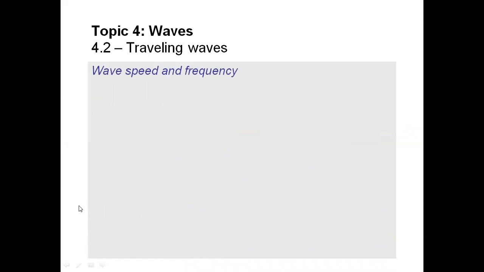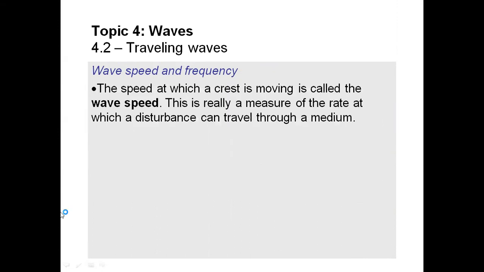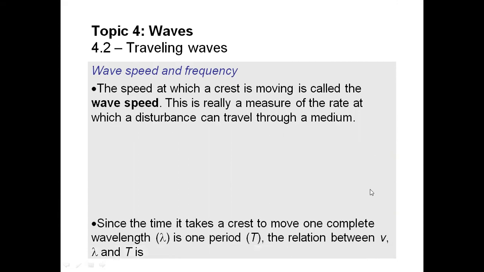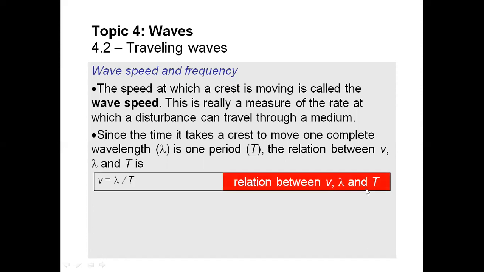And the next definition, wave speed and frequency. The speed at which a crest is moving is called wave speed. This is really a measure of the rate at which a disturbance can travel through a medium. Since the time it takes a crest to move one complete wavelength is one period, the relation between speed, wavelength, and period is: the speed of a wave is equal to lambda divided by period, or lambda times frequency, same thing.